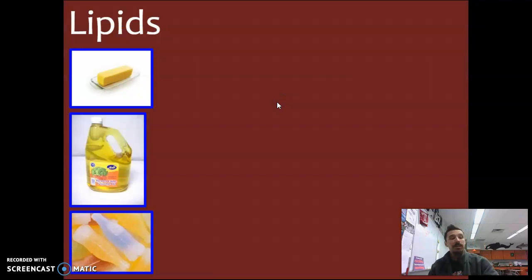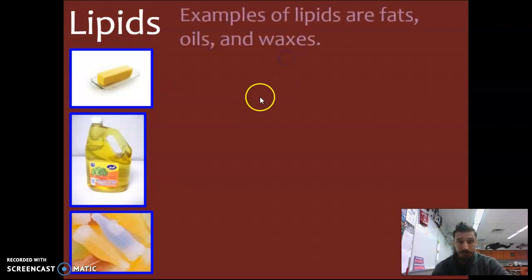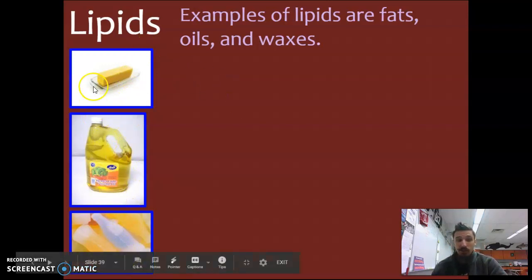Now we're going to get into the new stuff, the macromolecule known as a lipid. Some examples of lipids are fats, oils, and waxes. A more common name for a lipid is a fat, and you can see I have some fats, oils, and waxes displayed here on the side for you.